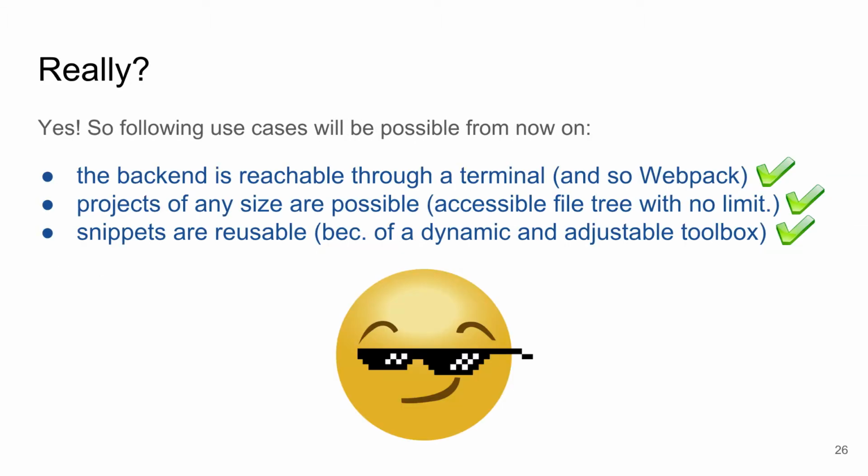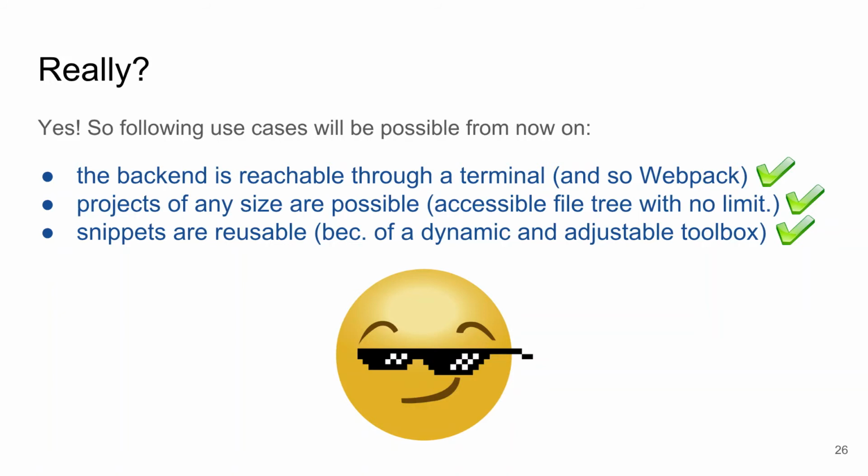So, the following problems will be solved by using Playmobox instead of any currently established online code editor. First, the backend is now reachable through a web terminal. For example, it is possible to configure and run Webpack, start an additional server for your API calls, or just use the command line interface like you used to. Second, projects of any size are possible to build, because the file tree is fully accessible without any limitations. And third, snippets are reusable because of a dynamic and adjustable toolbox. For example, add a snippet to a toolbox and take benefit from reusing it in other apps or by sharing it with others.